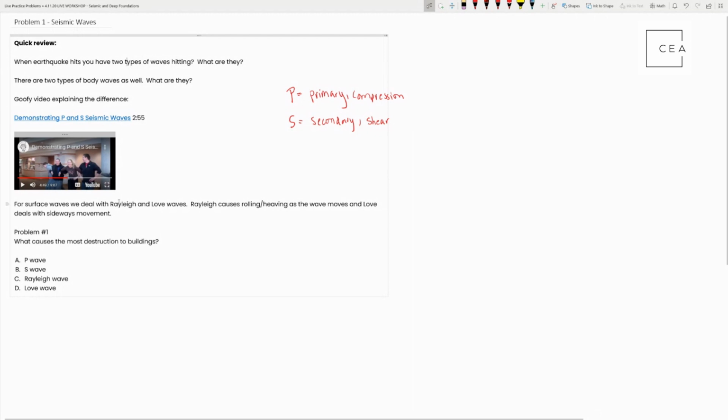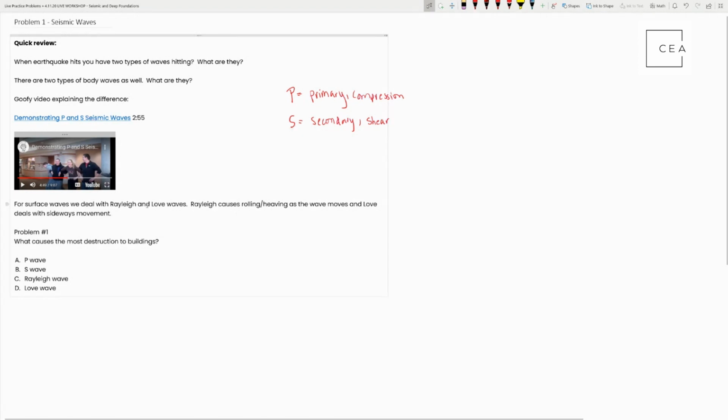Within the surface waves, you have two different kinds. One's mainly called the Rayleigh wave, and the other one's called the Love wave. These are named after the professors that discovered them. There's not some hidden meaning in the Love wave. So for surface waves, we deal with Rayleigh and Love waves. Rayleigh causes some rolling and heaving as the wave moves, and Love waves deal with sideways movement.